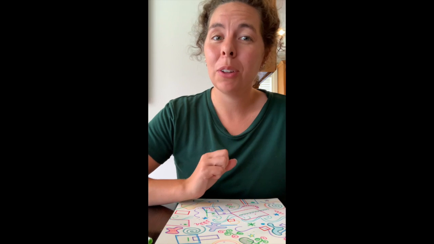Okay, next shape, we are doing hearts. Okay, big hearts, little hearts, hearts together, hearts with arrows in them. However you want to display your hearts, let's add them to our doodle.